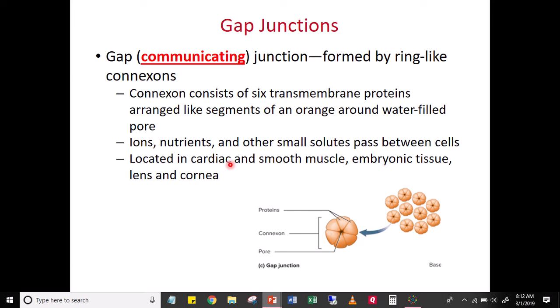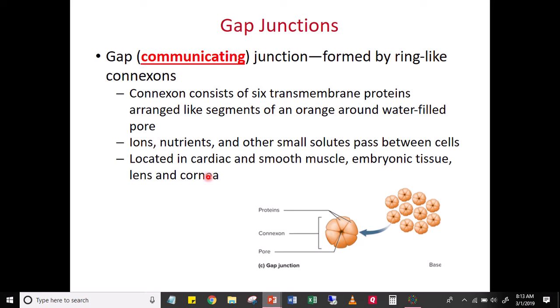When we look at our lens and our cornea, the lens of our eye and the cornea of our eye, these have living cells in them. But we can't have blood vessels in our lens and our cornea because if we had blood vessels, that would block light from getting into our eyes.